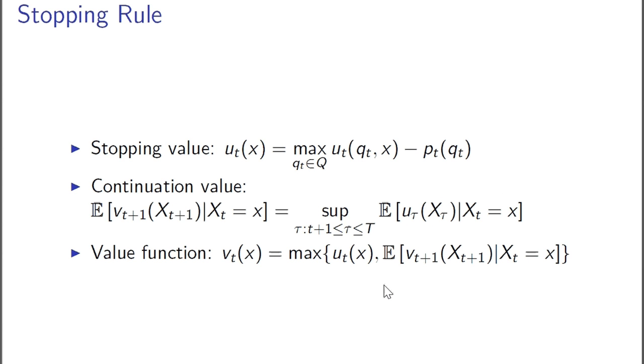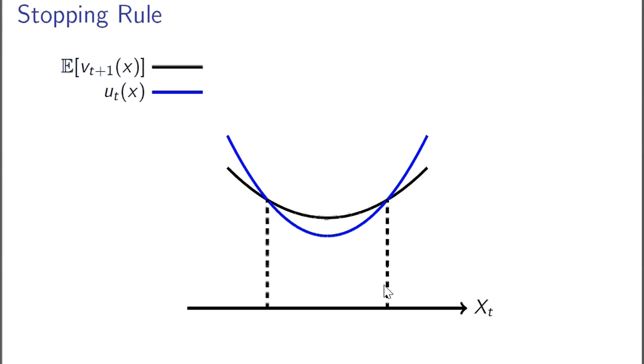Some of the important functions are the stopping value, which is the maximum utility you get if you stop at time t, and the continuation value, which is, at time t, if you continue for at least one period, the optimal utility that you will get when you stop in any future period in expectation. And the value function, as usual, is the max of these two. Diagrammatically it's like this. On the left and on the right, the blue line representing u is larger, so we stop. In the middle, the black line is larger, so we continue.